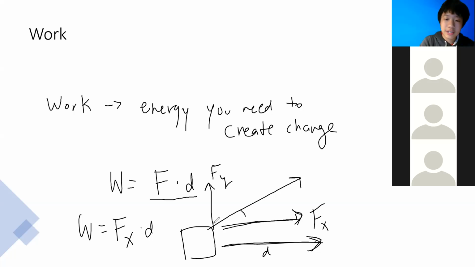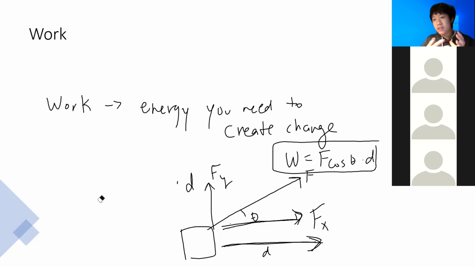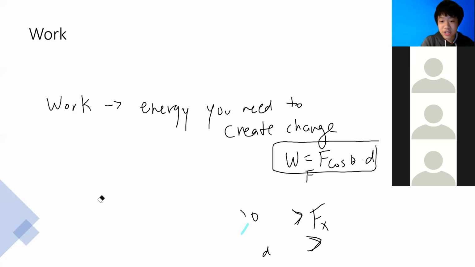And if this angle is theta, another definition of work could be the force times cosine theta times distance. All right, so this is the general formula for what work is. So if the force is being applied at an angle theta to the box's movement, then the work would be F times cosine theta times the distance applied. Okay, because only the forces parallel to the box's movement are actually doing the work. Because other forces, they don't matter. Because if they weren't there, then nothing would have changed anyways.